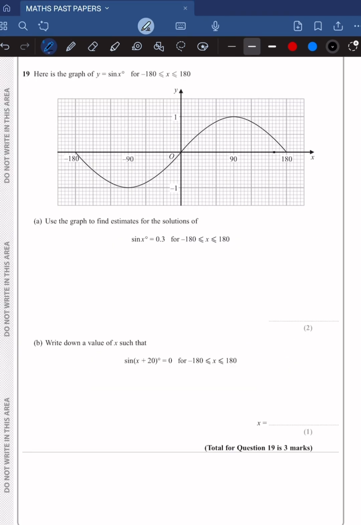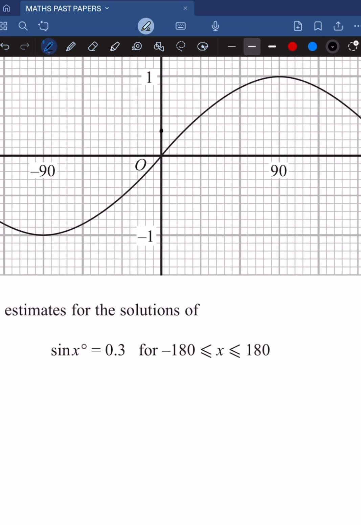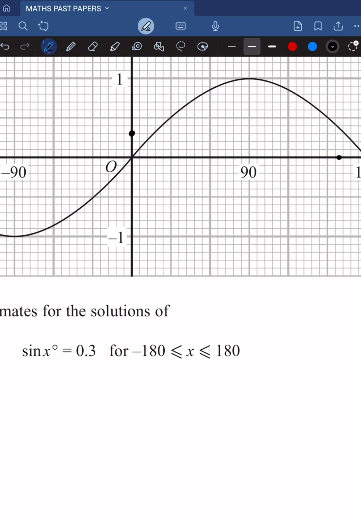Yeah, answer. So it's question 19 now. So here's a graph of y equals sine x for minus 180 ≤ x ≤ 180. Use the graph to find estimates for the solutions of sine x equals 0.3 for minus 180 ≤ x ≤ 180. First thing I do is I go to 0.3, 0.1, 2, 3. I just draw a straight line now. So I'm going to have this over here, straight line.